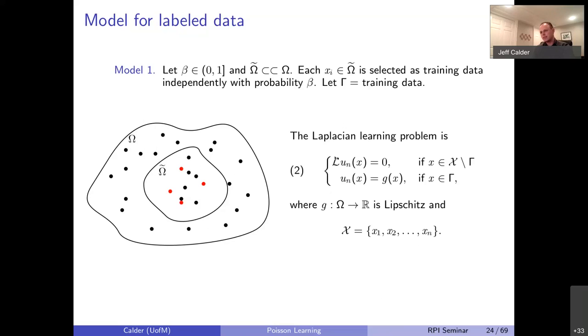And we have the Laplace learning problem where I'm finding the harmonic extension of the labels from the red points to the rest of the data set. And we'll say that our labels are sampled from an underlying Lipschitz function g. And so in the limit, as the number of points goes to infinity and the length scale goes to zero, if the red points fill out this set omega tilde densely, you expect to get that u_n recovers the Lipschitz function g inside here if there are enough labels, a high enough label rate. And outside of that set, you expect to get the PDE in the limit.